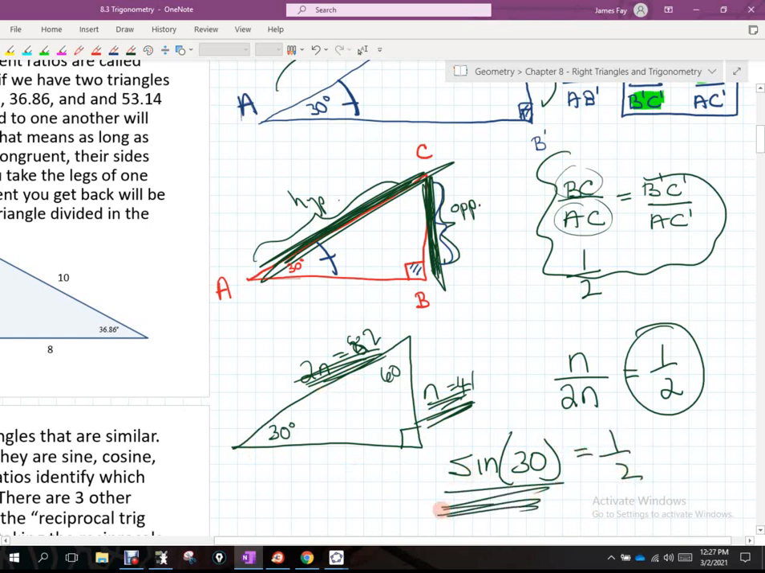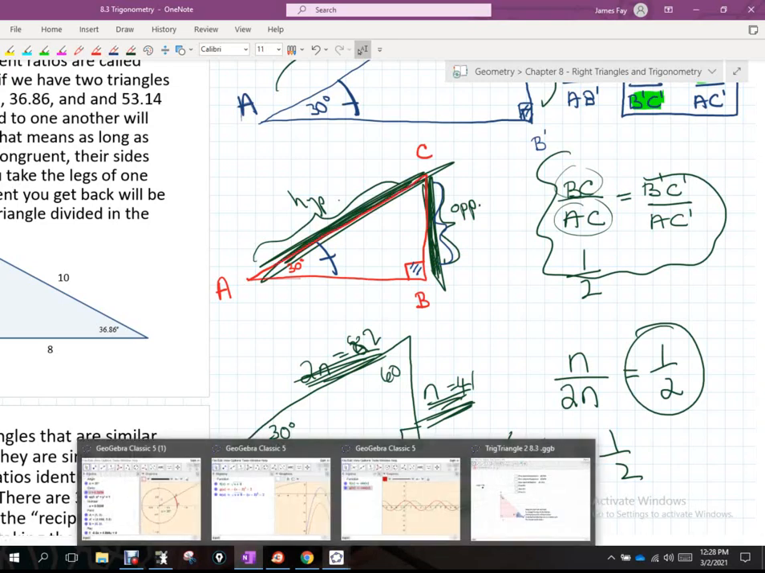So this right here is telling you that no matter what triangle you look at, if it's a right triangle, and you label things in regards to your 30-degree angle as opposite, adjacent, and hypotenuse, when you look at the opposite side of a 30-degree angle and divide it by the hypotenuse, no matter how big those values are, they will always reduce to 1/2. Does that make sense? Okay. So let me show you this kind of actively in GeoGebra.